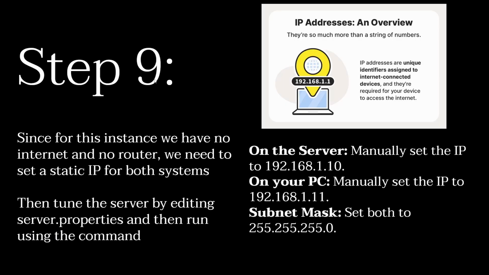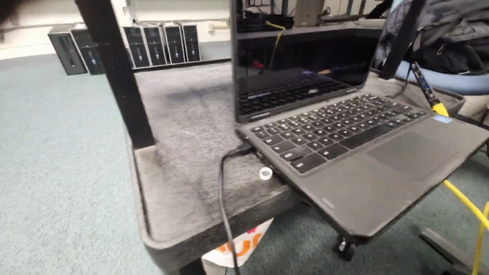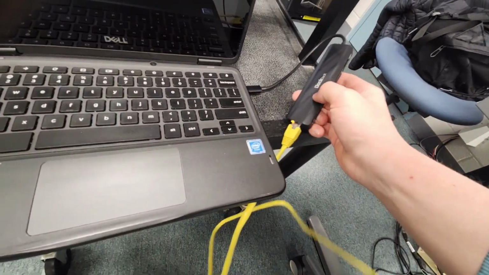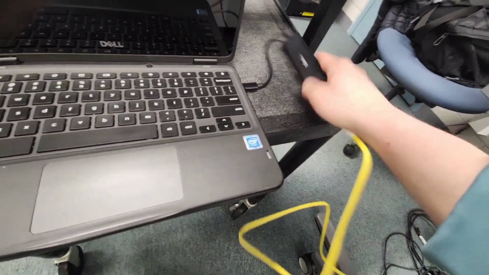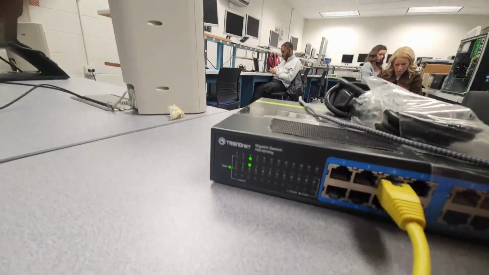All right, since for this instance we have no internet and no router, we need to set a static IP for both systems. Some laptops will not include an Ethernet port on the side, so you'll need to use an adapter. I have a USB-C hub connected to the Ethernet cable. Usually at home you have a Wi-Fi router with Ethernet ports to plug in the back. We went a little overkill with the gigabit switch. As we can see, it is plugged in and we are getting a signal.